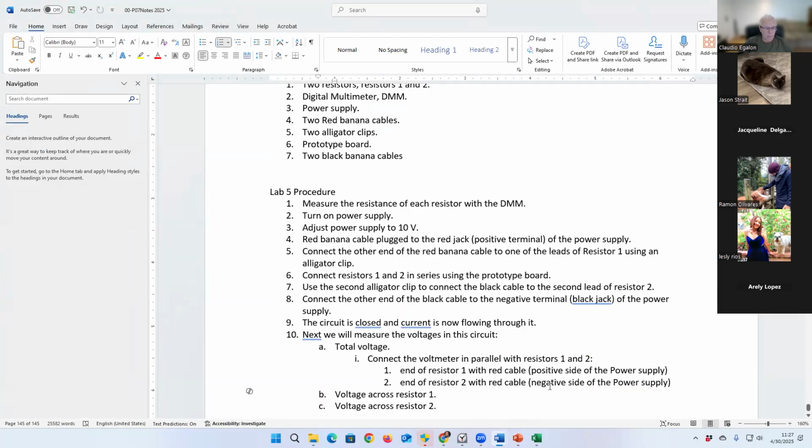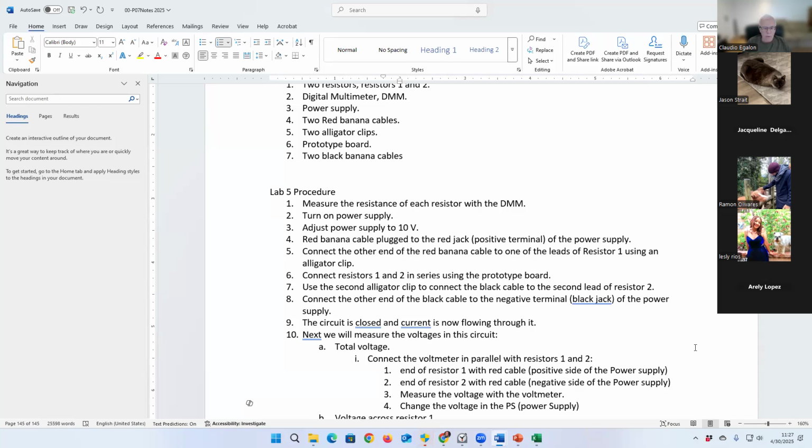Okay. Let's see. Total voltage. Connect the voltmeter. Measure the voltage with the voltmeter. Next. Change the voltage in the power supply. I'm going to put PS, okay? PS is for power supply.